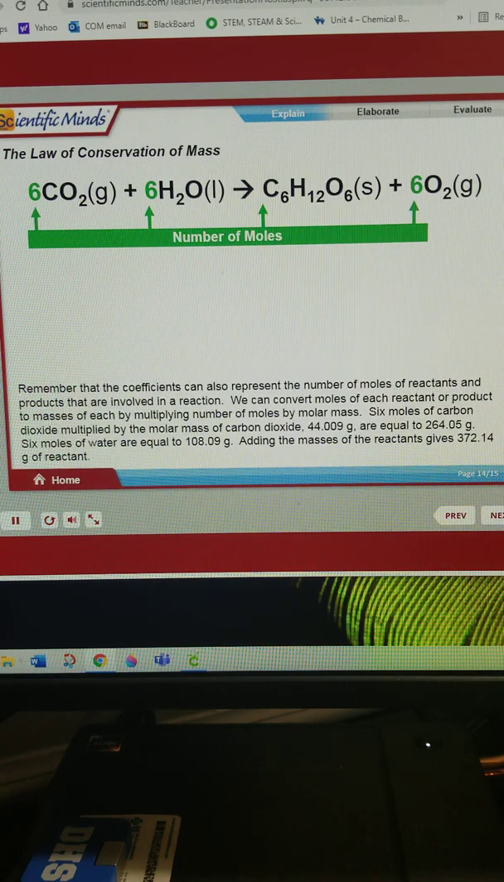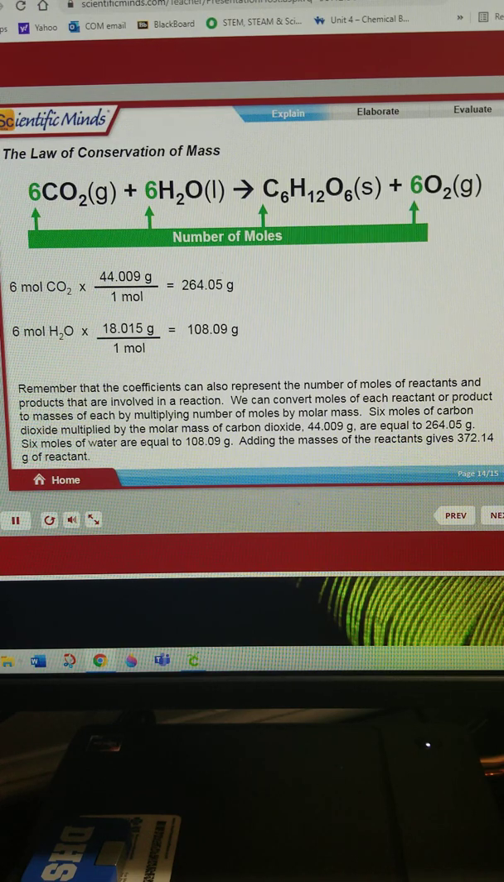Remember that the coefficients can also represent the number of moles of reactants and products that are involved in a reaction. We can convert moles of each reactant or product to masses of each by multiplying number of moles by molar mass. 6 moles of carbon dioxide multiplied by the molar mass of carbon dioxide, 44.009 grams, are equal to 264.05 grams. 6 moles of water are equal to 108.09 grams.